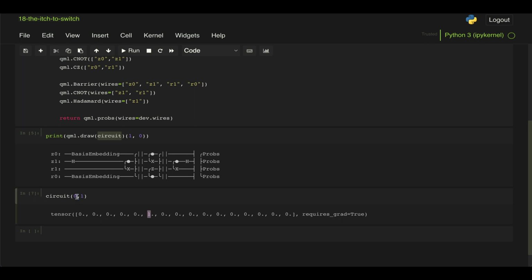So that's state 5. If we do 1, 0, then we should get 0, 1, 0, 1. So that's 10. So 0, 1, 2, 3, 4, 5, 6, 7, 8, 9, and 10. And if we input 1, 1, we should get all ones, which is state 15, right? So here we have it, we get state 15, and that shows that our circuit is working correctly. We can effectively copy this qubit Z0 to R1 and this qubit R0 to Z1. Again, if you have any questions, let me know.